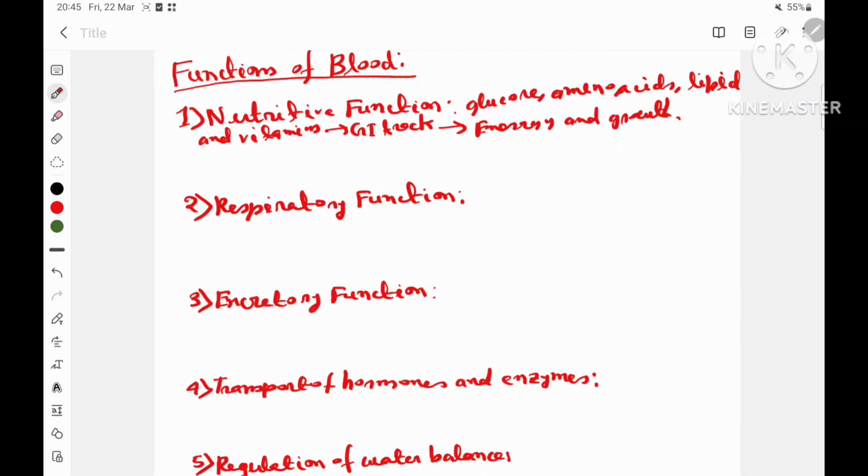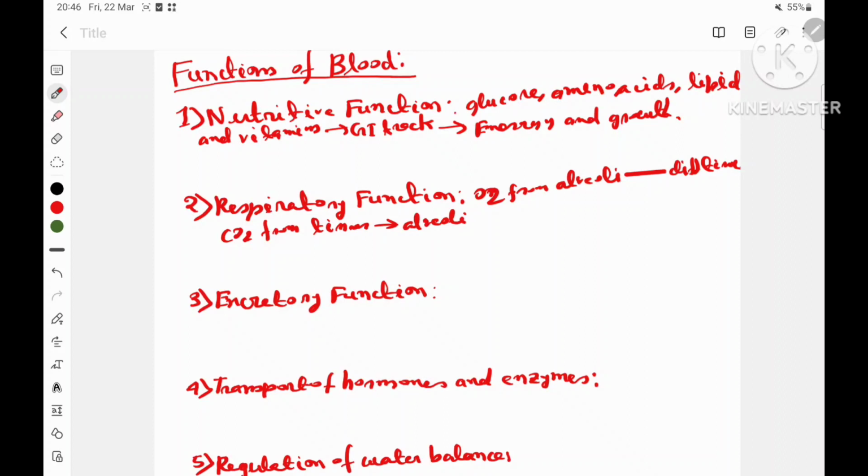Next function is respiratory function. Transport of respiratory gases is done by the blood. It carries oxygen from the alveoli of the lungs to different tissues, and carbon dioxide from tissues to the alveoli.